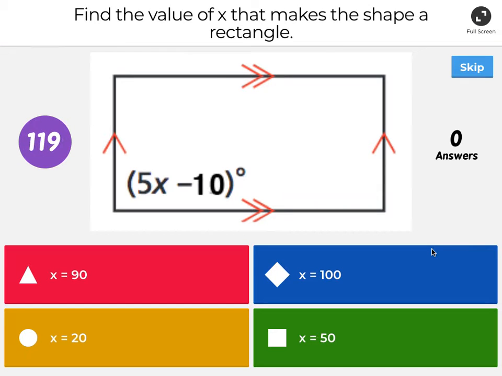Find the value of x that makes the shape a rectangle. So we know that we've got two pairs of opposite sides that are parallel. So we know this is a parallelogram. So what do I have to know about that angle if it's going to be a rectangle? What does that angle have to be? 90. Good. So I have to solve for x. If that's 90 degrees, I've got to solve for x.